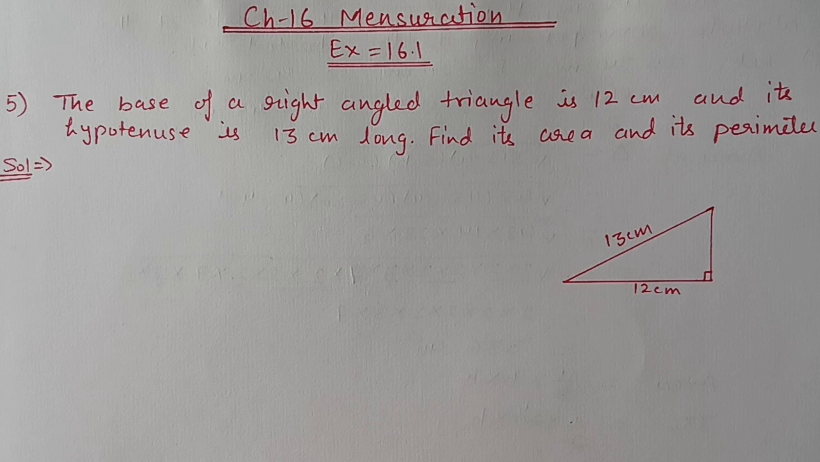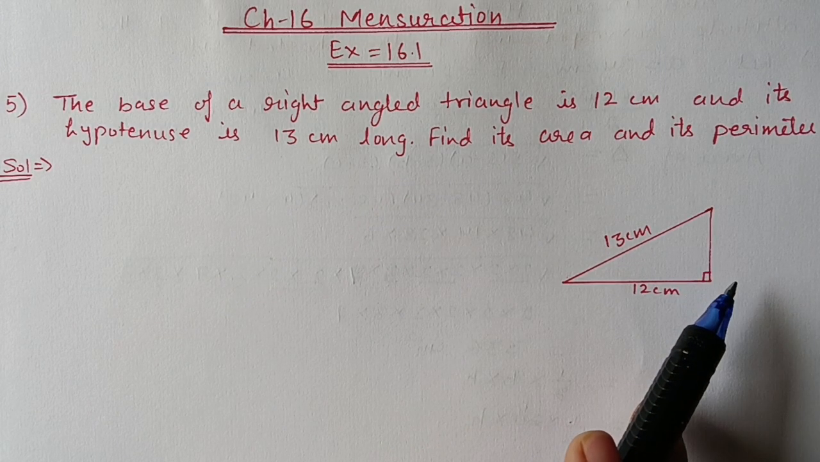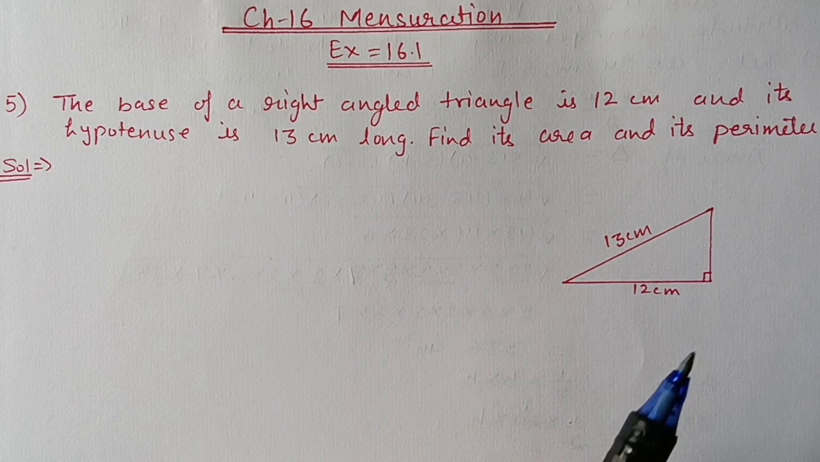The base of a right angle triangle is 12 cm and its hypotenuse is 13 cm long. Find its area and perimeter. So to find its area and perimeter we need the third side. So first with the help of Pythagoras theorem we will calculate this third side.